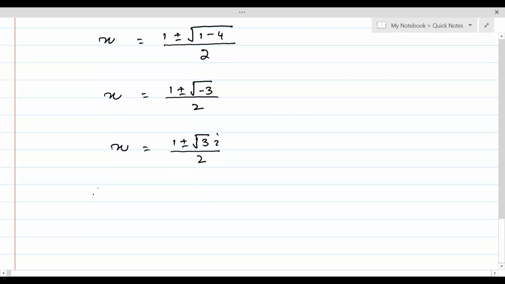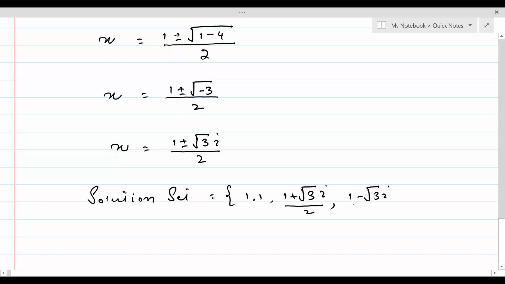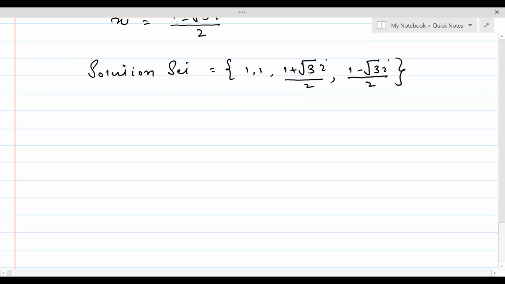So solution set would be equal to 1, 1, 1 plus under root 3 iota by 2, and 1 minus under root 3 iota divided by 2. This is the solution set for the given reciprocal equation. Let's take a look on the second reciprocal equation as well. I mean the second example.